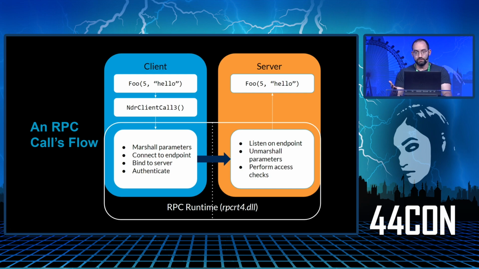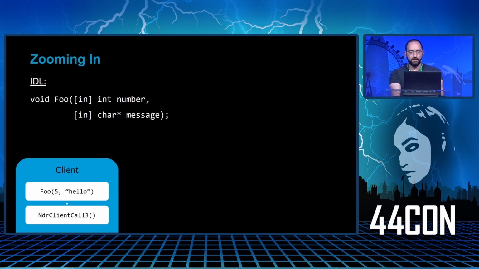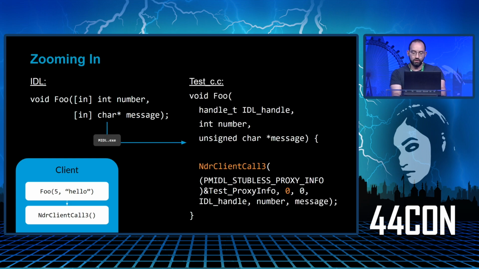Once that function finishes, the whole process is made the other way around to get the data back to the client. Now, if we zoom in a little bit more into what exactly is being passed to NdrClientCall and over the network, we can see that at no point in time is the function name actually passed to the runtime. Instead, what is passed is an integer called the opnum, which represents that function.